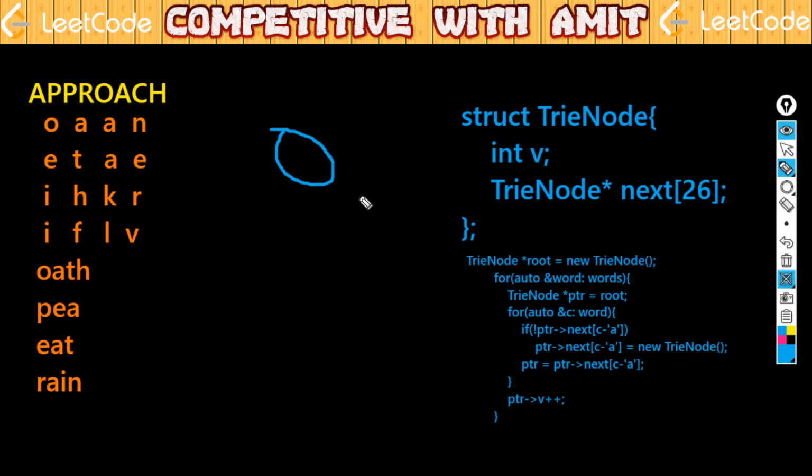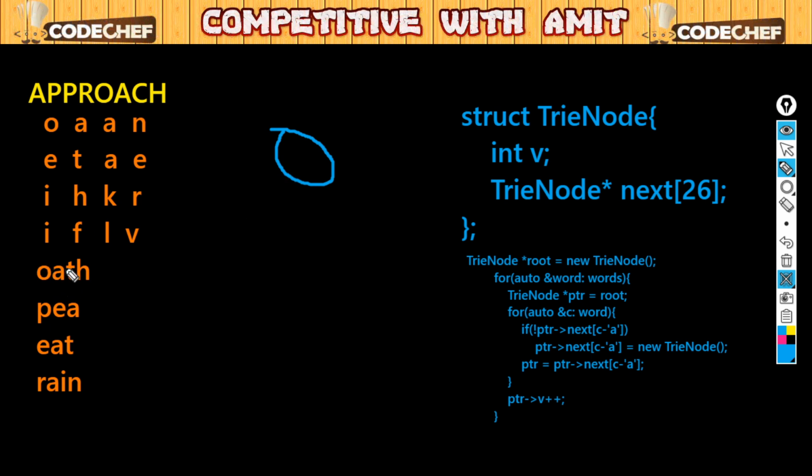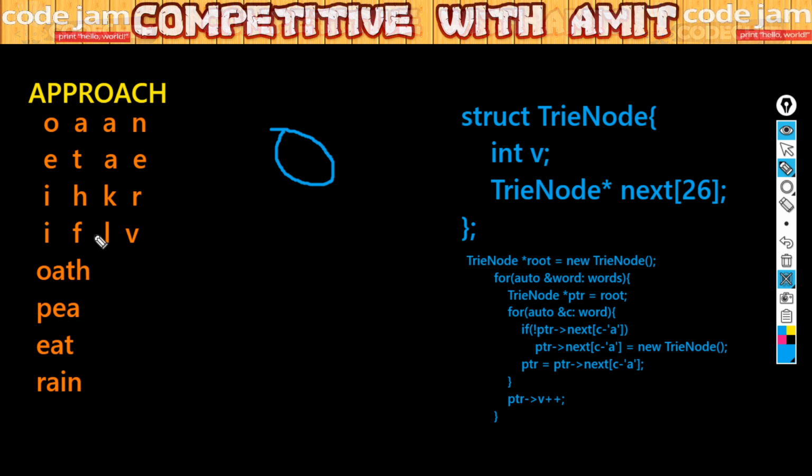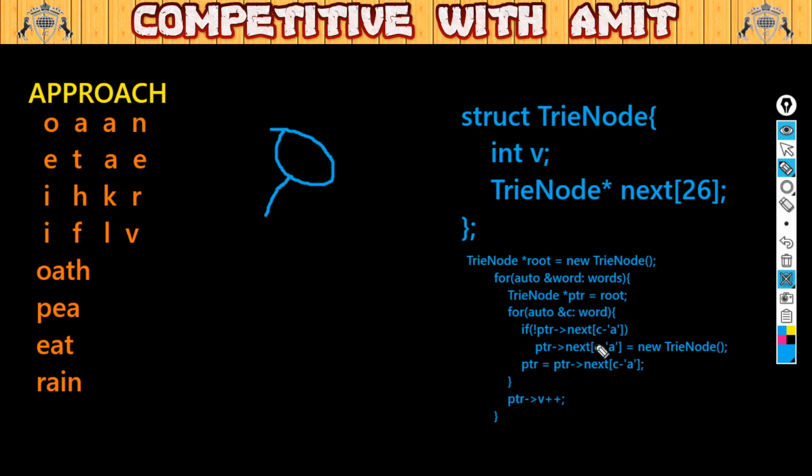Now what will we check? The first condition, that this character C. Now after the initialization of the pointer, every character of this word will be pointed. So first of all this O came. So how will this O be pointed? First of all we will check whether we have this O in this previous root or not. So how will we check?